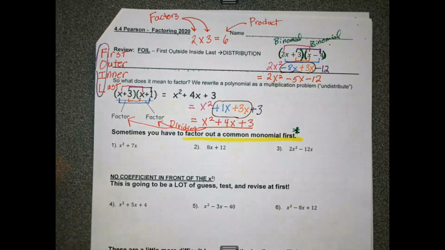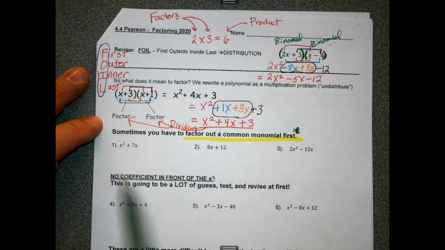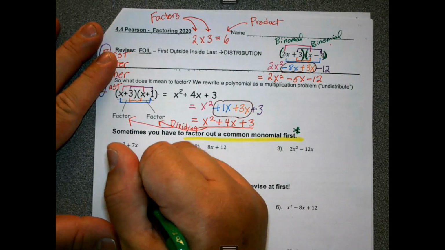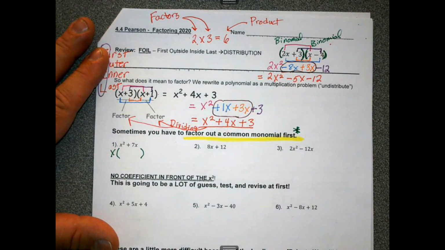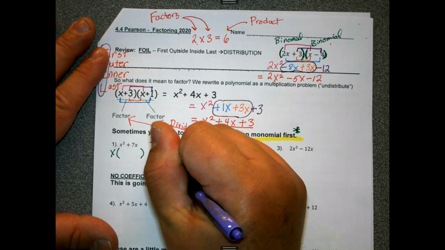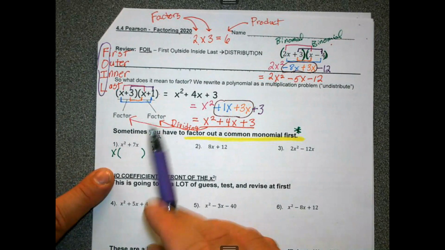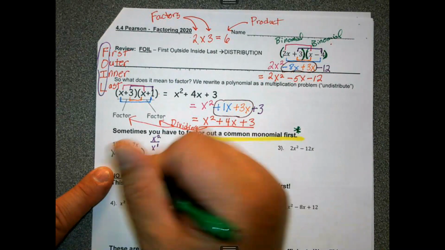Okay, so let's undistribute here. Number one, I'm looking at the x squared and the 7x, each one of those terms. What's common in both of those terms? X, right? So I'm going to take out the x. Remember, we put in the parentheses, and we're actually dividing those out. We're taking the x squared, dividing it by x or x to the first. And since we did properties of exponents yesterday or the day before, we know that we're going to take 2 minus 1, or x to the first, right?